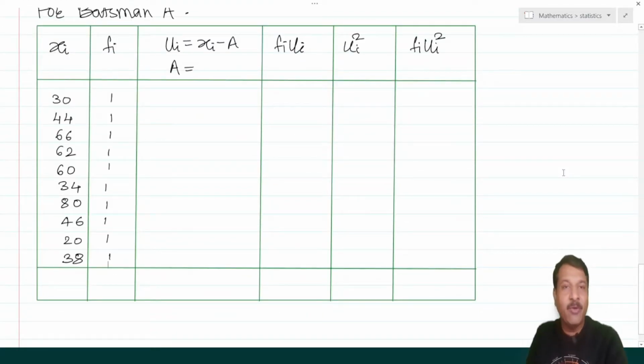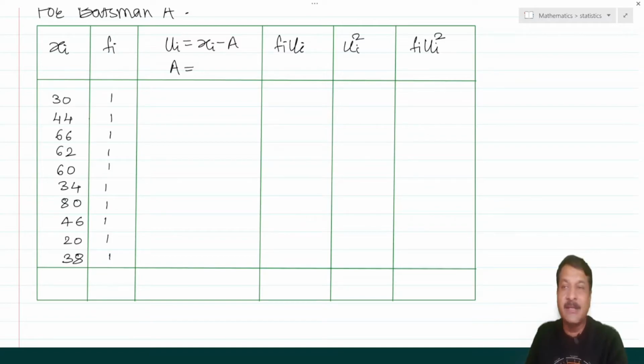So A is what? Random mean, that is, working mean you can say. So 30, 44, 66, 62, 60, 34, 80, 46, 20 and 38. These are the runs from 10 matches. So what is the highest number here? It is 80 and the lowest is 20. So the difference is 60.